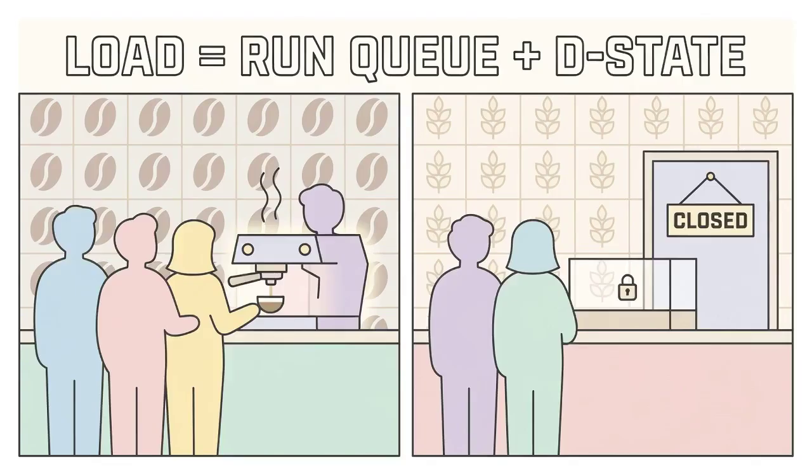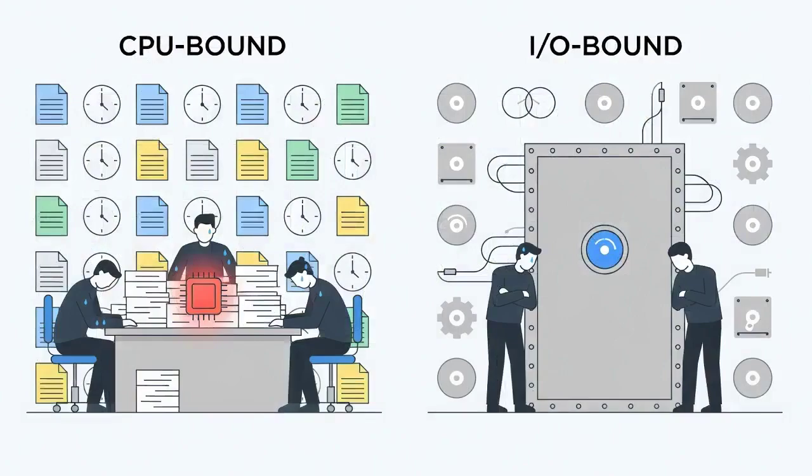Think of it as two queues, one at a coffee counter for the baristas, another at a bakery counter for the oven. Both lines add to your load. These two queues come from very different kinds of work. CPU-bound load means processes are actively hungry for processor cycles. Imagine workers at a desk piled high with paperwork, all waiting for a single pen. I/O-bound load means processes are stuck in D state waiting for the disk to respond. Picture people staring at a locked door, keys turning slowly on the other side.